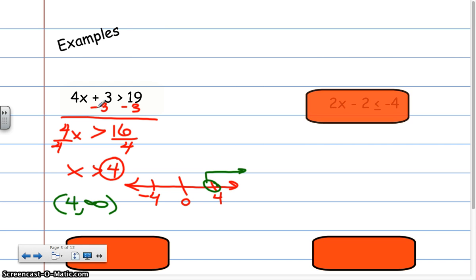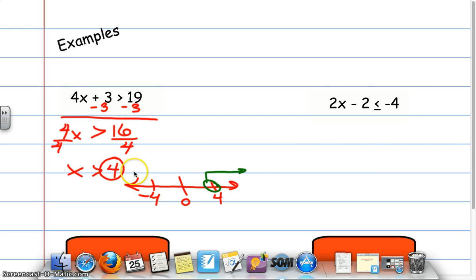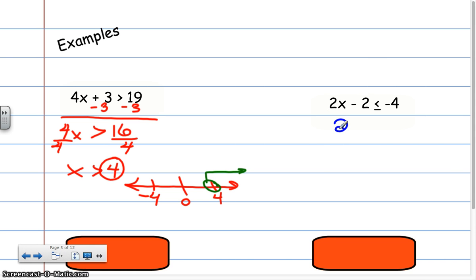All right, I want you to do this next one. Okay, so the first thing that I'm going to do is what, class? Add 2, right? Now I'm not going to show every part of my step. I'm just going to show here that 2x is less than or equal to -2. That shows me that I knew I needed to add 2 to both sides. Now how do I move that 2? Divide. X is less than or equal to -2 divided by 2 is -1.